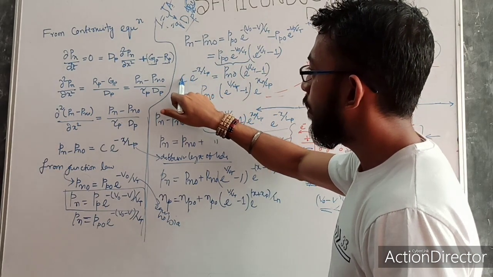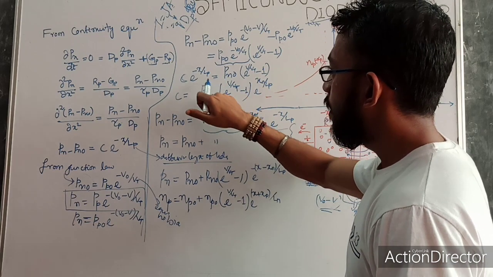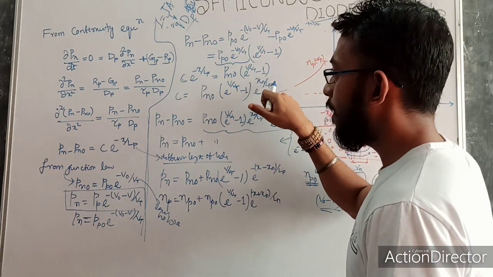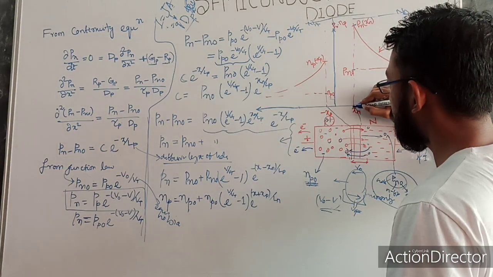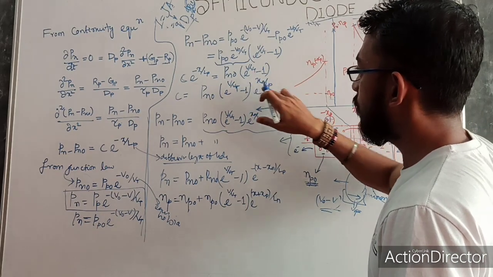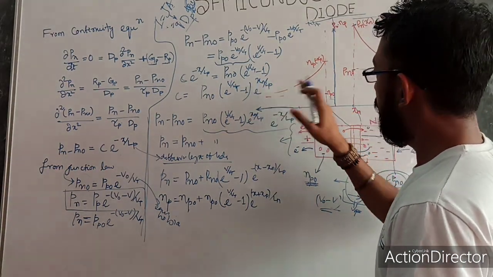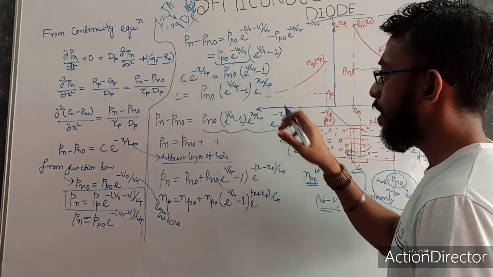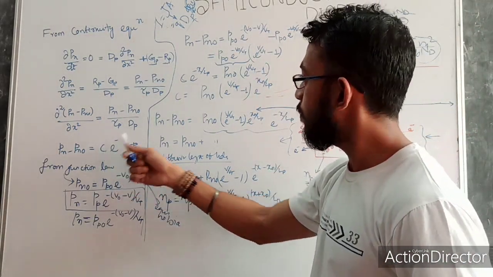I have to find this value of C. So C is nothing but pn naught into e power V by Vt minus 1. This e power minus x by Lp will be taken this side, and it will become e power x by Lp. We are finding this value of C at the junction. So at the junction, x is equal to xn. So I am writing xn. C is nothing but e power xn upon Lp, so here it is plus xn upon Lp.